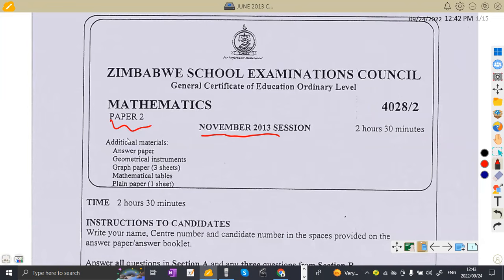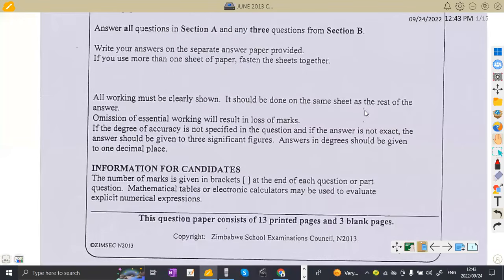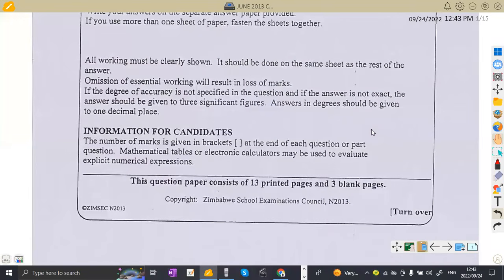So remember your additional materials, the answer graph, the geometrical instruments, the other paper actually, then the graph papers, we've got 3 sheets, the mathematical tables, the plain paper, which is 1 sheet. So make sure that you have everything. And also remember your instructions, which are very important, especially on your working. Remember, this is paper 2, guys. So this one is very important.